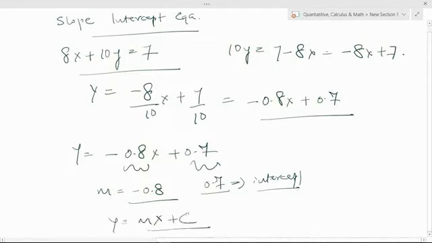When you are defining an equation, a slope intercept equation is written as y is equal to mx plus c.